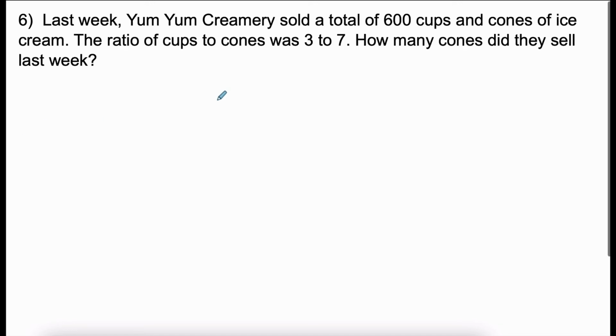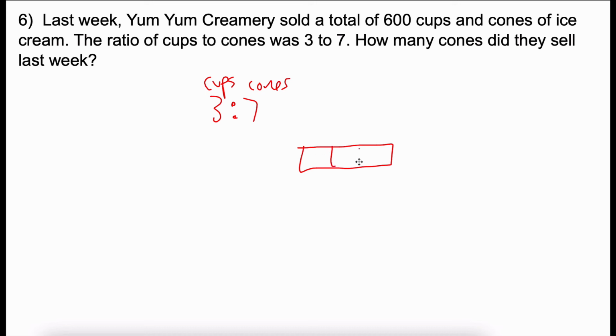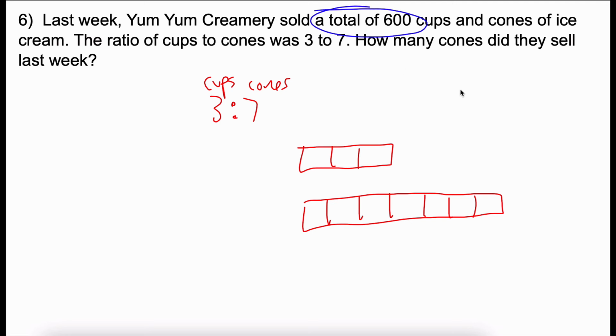Last week, Yum Creamery sold a total of 600 cups and cones of ice cream. The ratio is 3 to 7, and that's cups to cones. So if you're a visual person, we'll go back to tape diagrams for this one. 3 to 7 looks something like this. And since we're told that the total of cups and cones combined, so both of these pieces of the tape diagram add up to 600, I need to spread 600 across these 10 pieces of the tape diagram.